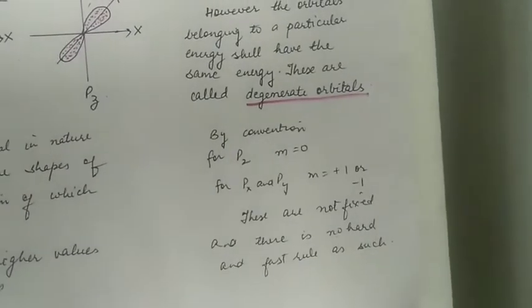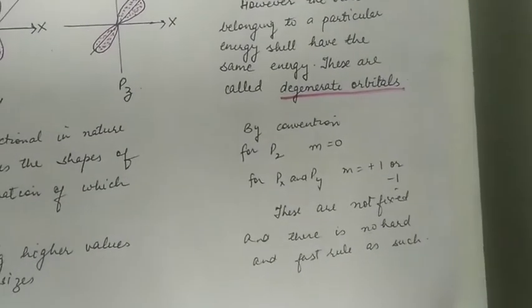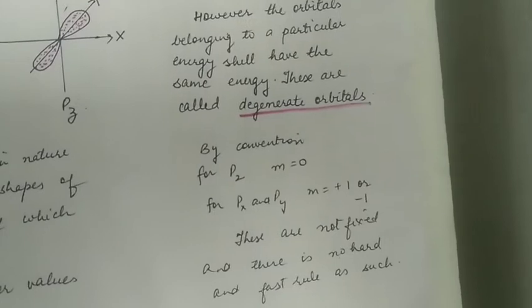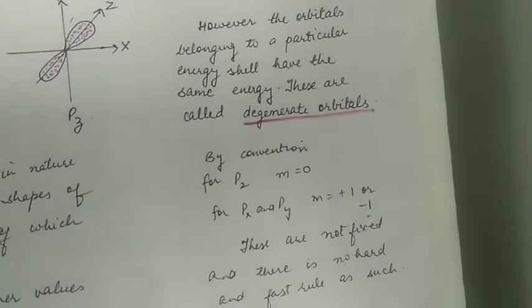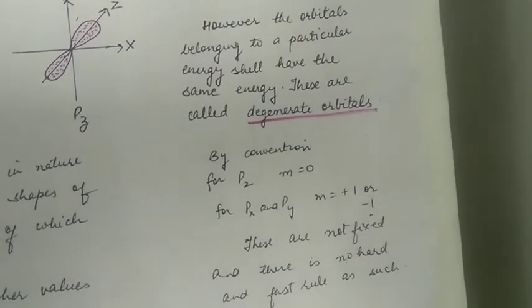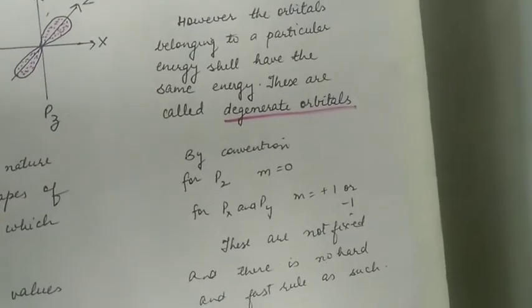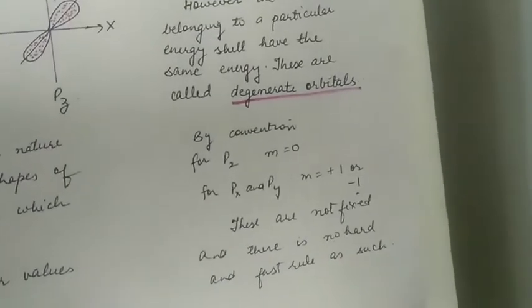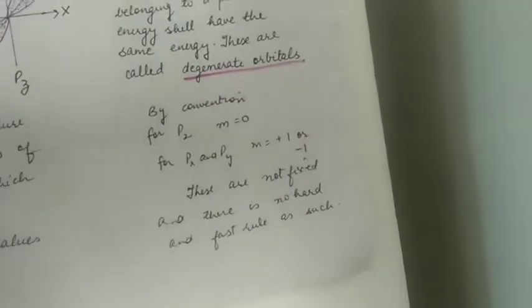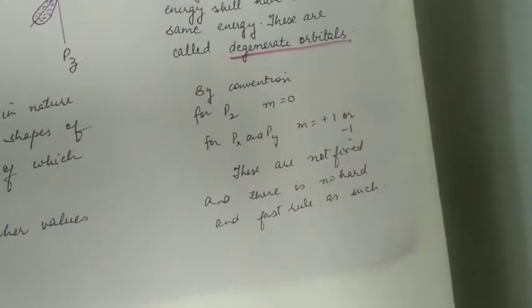By convention, we have different ml values. By convention, we generally give pz a value of 0, and for px and py +1 and -1 respectively, but this is not fixed, and there is no hard and fast rule as such.